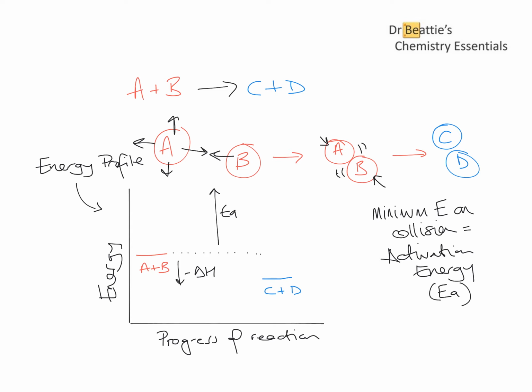So we can think of this as an uphill to downhill journey. And so if A and B have enough energy on collision, then they will be transformed into C and D, which has a lower energy overall, because this is an exothermic reaction. Same principle applies if it was an endothermic reaction, just that the C and D energy level would be up here, but you'd still get the same uphill to downhill, but it wouldn't be as prominent.